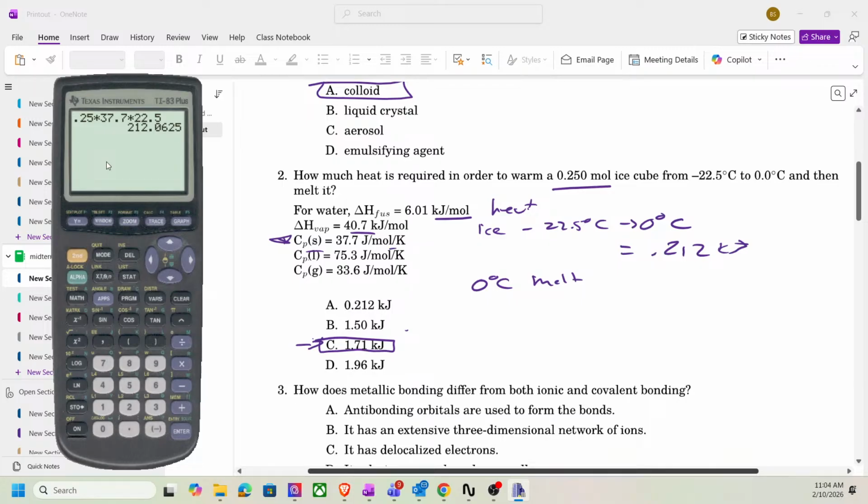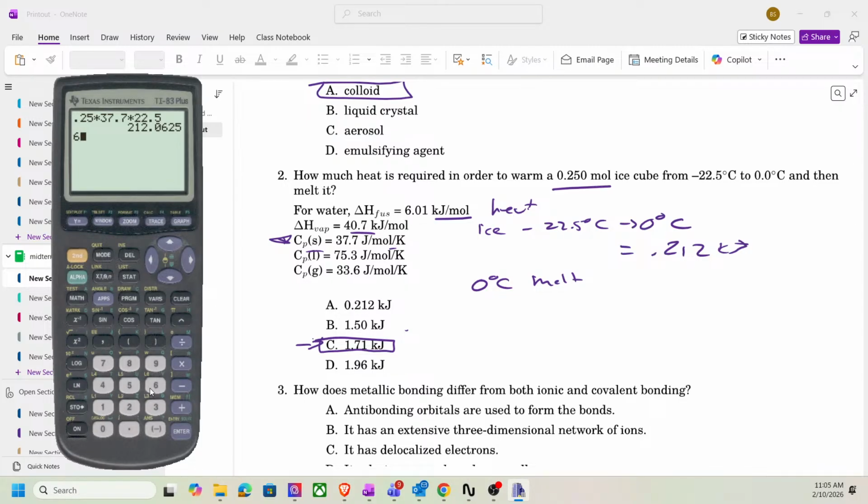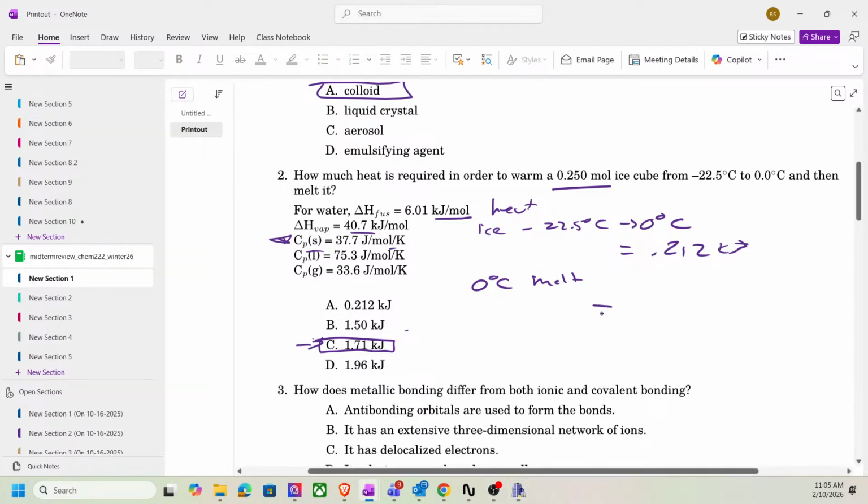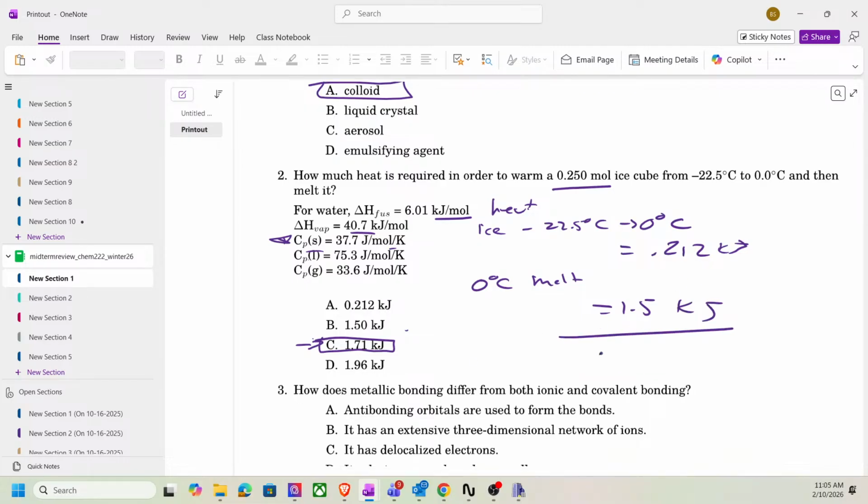And now we're going to melt it. Our heat of fusion is 6.01 kilojoules per mole, so 6.01 times 0.25 since we're in molar amounts. That gives 1.5 kilojoules for the melt. Then add the two numbers together and you get about 1.71 kilojoules. Questions on that one?